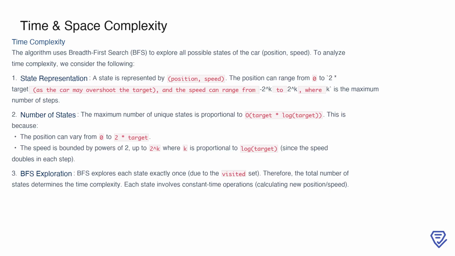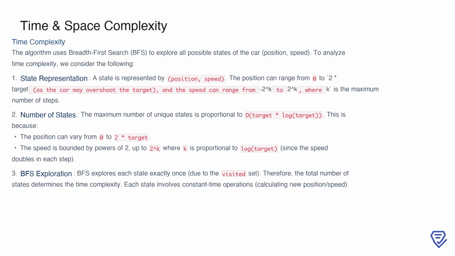of steps. The total number of unique states is proportional to O(target times log target). This is because the position has a linear dependency on the target, while the speed grows logarithmically as it is bounded by powers of 2.